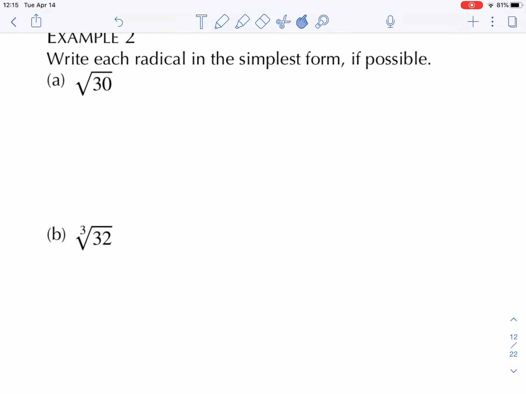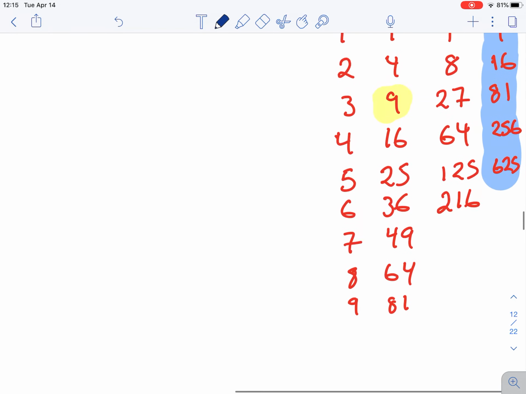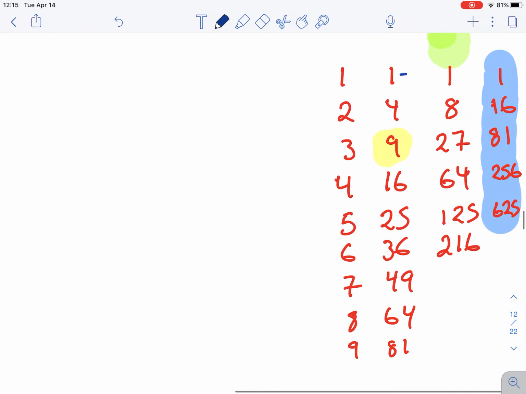All right, we're going to continue on this process. Write each radical in simplest form if possible. And you should be able to get quick at this. So number 1, square root of 30. Can I divide 30 by any perfect square? Well, let's take a look at my perfect squares. I can divide it by 1, but that doesn't change anything. 4, nope. 9, nope. 16, nope. 25, nope. I cannot rewrite it by any perfect square.